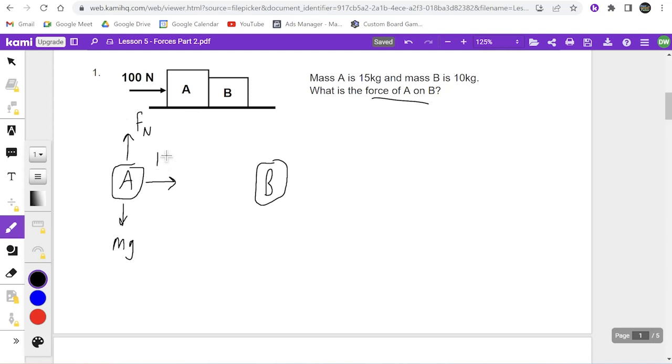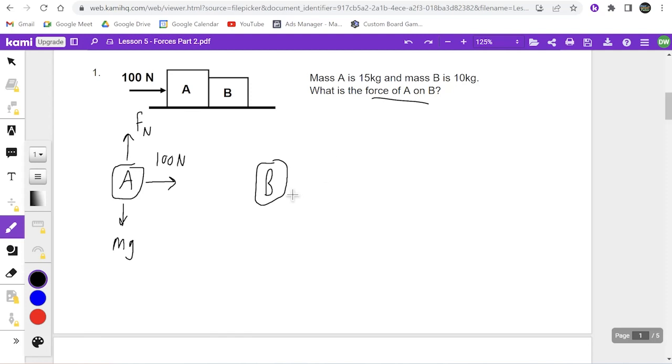I'm going to draw the 100 Newton force going that way. Technically I can draw it going this way into the box, but in general, a good rule of thumb is to always have your force arrows going out of the box. That means going to the right like this. And then, are there any other forces? There is one more, but I'm not going to say what it is yet.